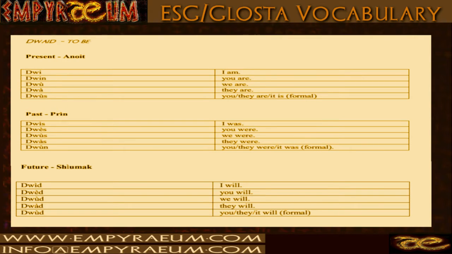So we will start first of all on what we call the id or AID verbs, and we're starting that with the verb of doed or to be. Now there are 3 tenses that we mainly use: present anoid, past prin, and the future shwimak. And as you can see, it's quite simple. We're just taking off the end of the verb and replacing it with something else. Dwi for I am, dwin for you are, du for we are, etc. In the past, slight change, we have duis for I was, dues for you were, and duus for we were. And of course in the future, duid for I will, dued for you will, duud for you will.